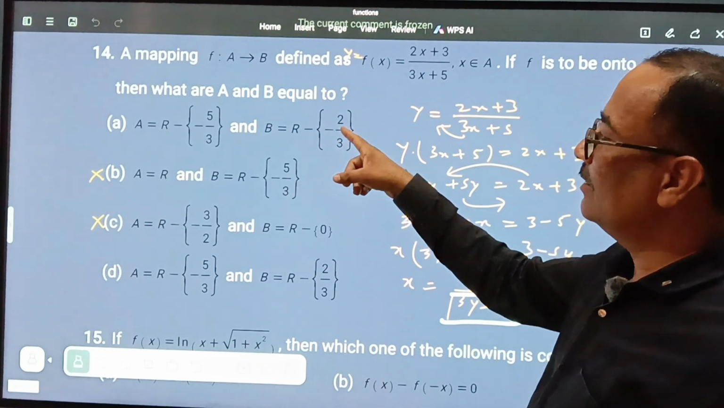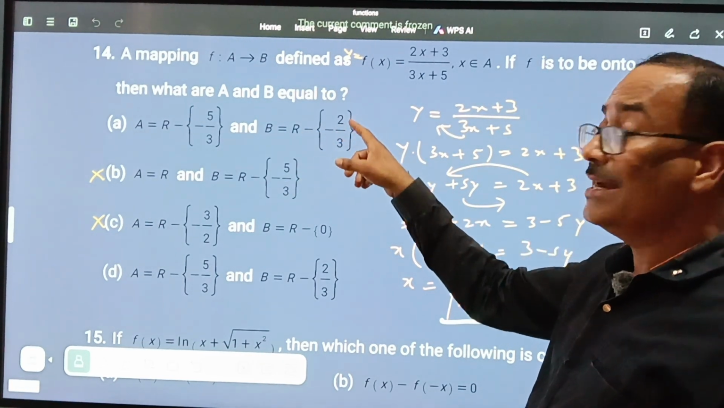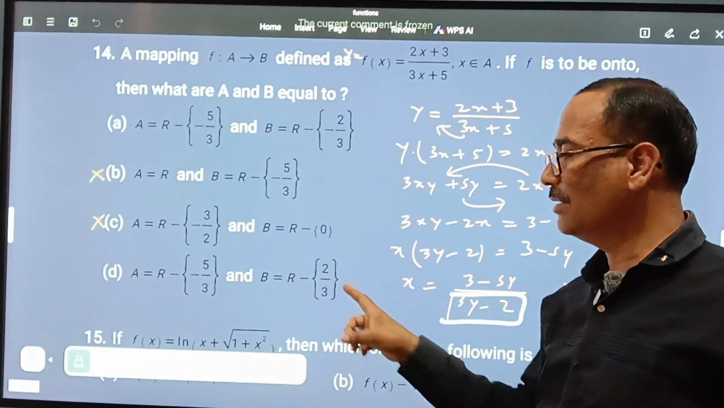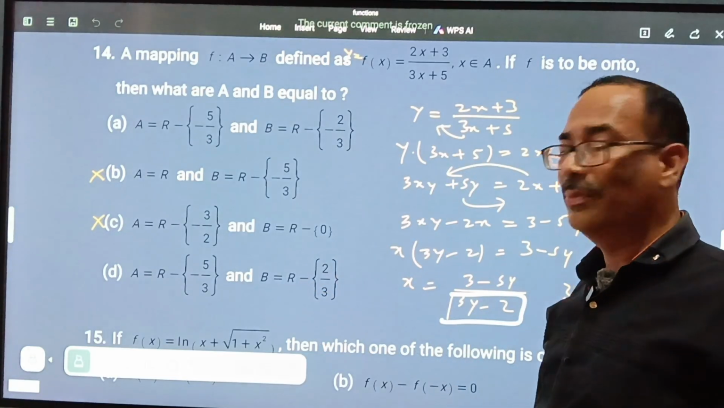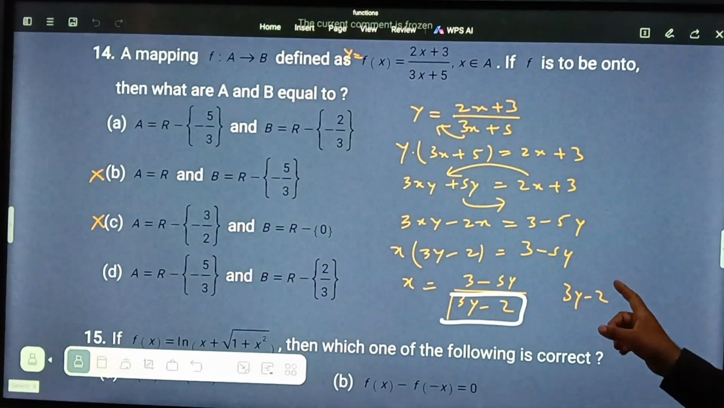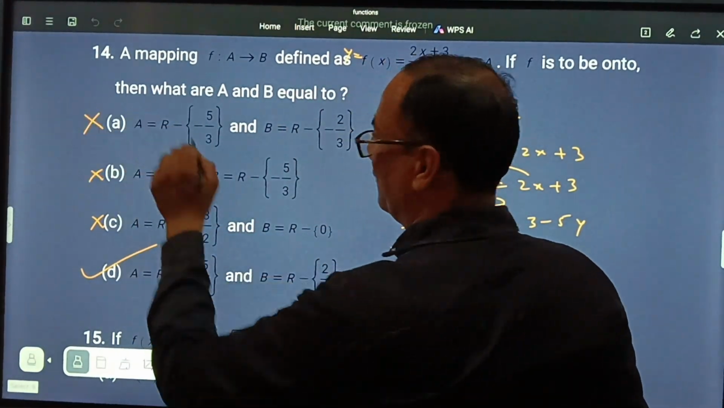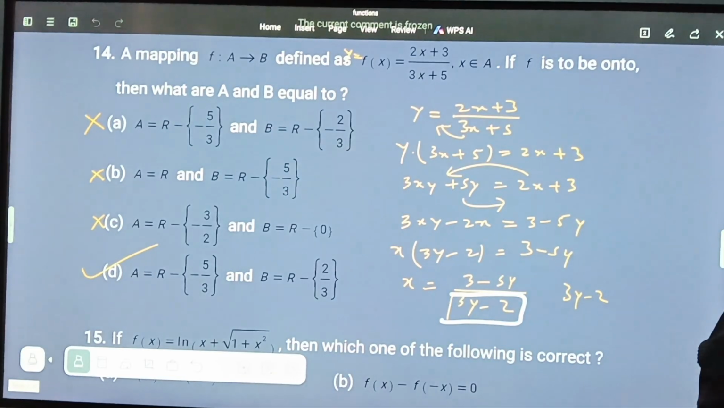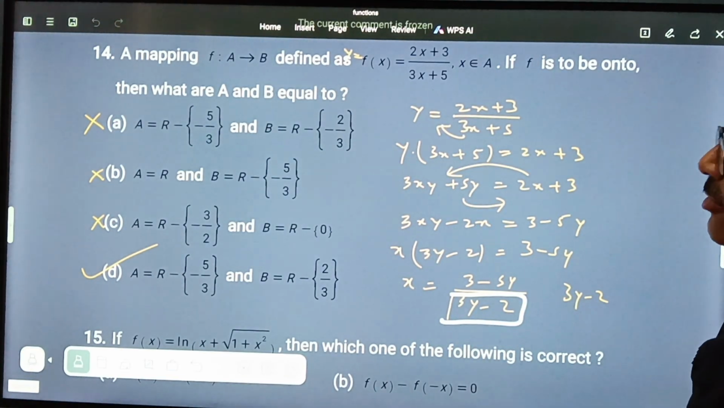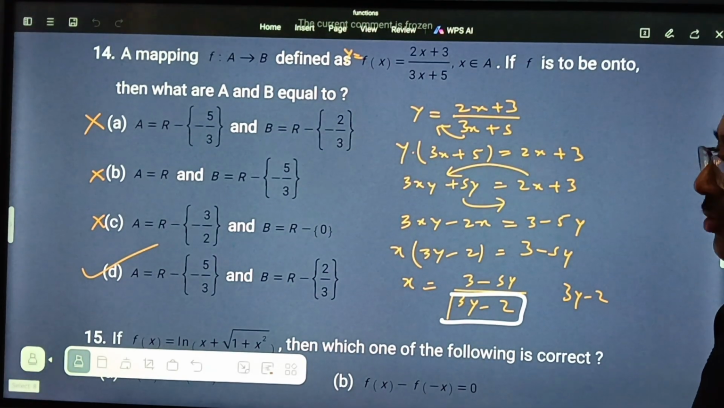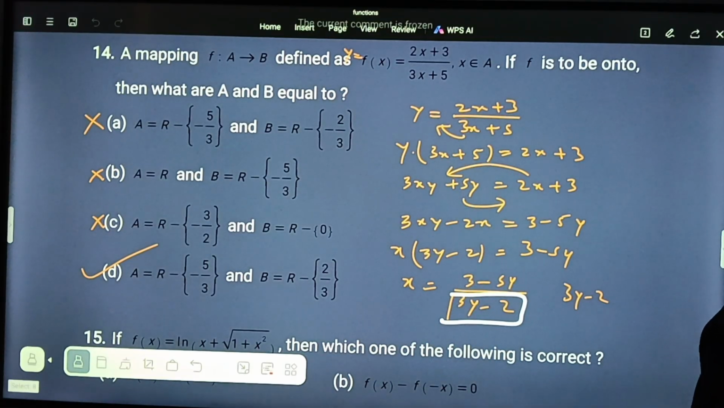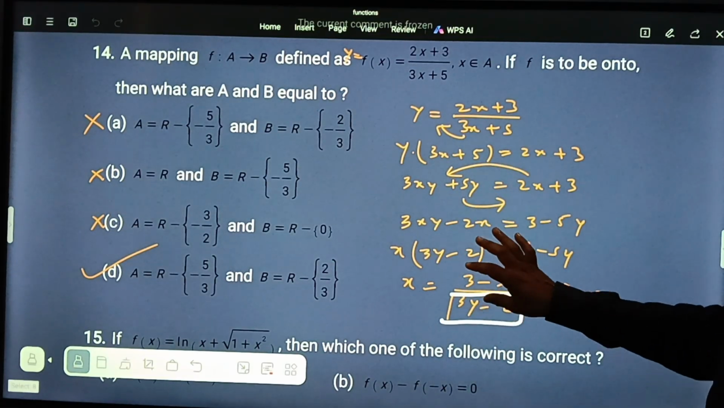The first option represents all real numbers except minus 2 by 3, and the last option represents all real numbers except 2 by 3. Our answer is what? Except 2 by 3. Hence the correct option is D, not A. So checking here which one is correct, definitely our correct option is D. So how to find the range of the function?